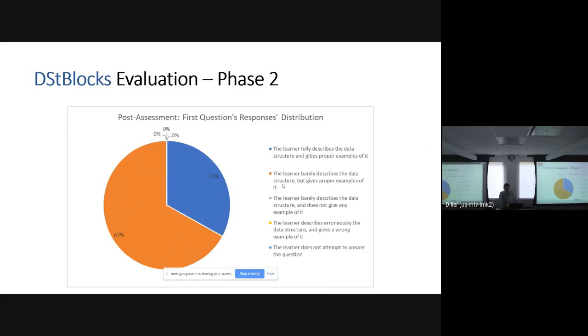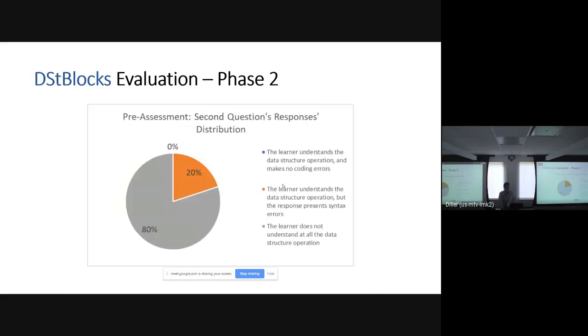Right after interacting with the tool and fulfilling the activity, which was a homework assignment, they had to work with the tool. We had logs showing their interaction. And right after that, what we found is that participants moved from not having any idea, or having very low idea, on how to work with the data structure, to actually fully explain the data structure and give examples from it, or to barely describe the data structure but giving a proper example. That was something that happened after interacting with DStBlocks, and we were really happy about that one, especially on the understanding of the concept, because that's the idea.